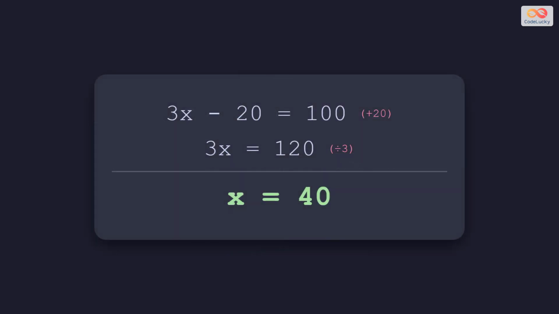Now we solve it normally. Add 20 to both sides to get 3x equals 120. Divide by 3, and we get the final answer, x equals 40.